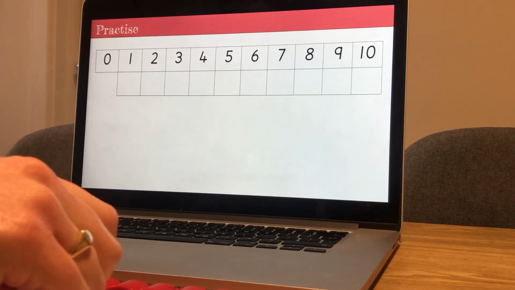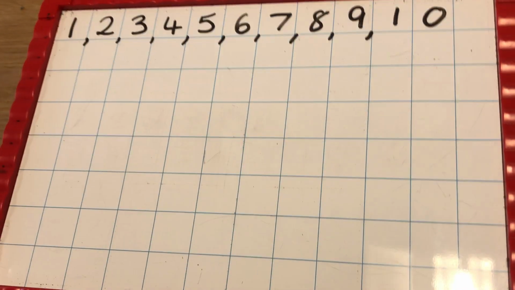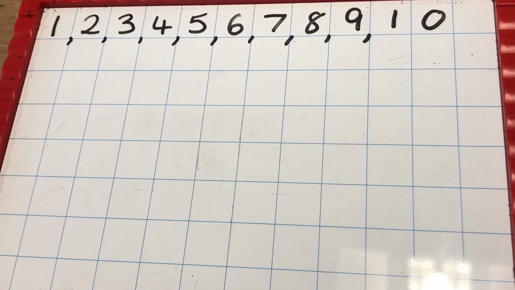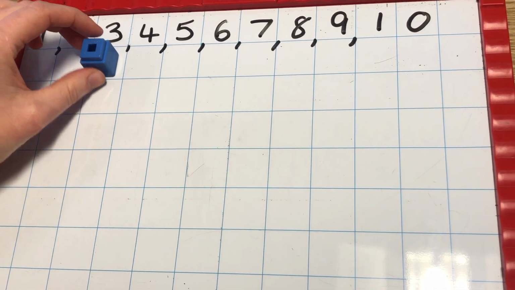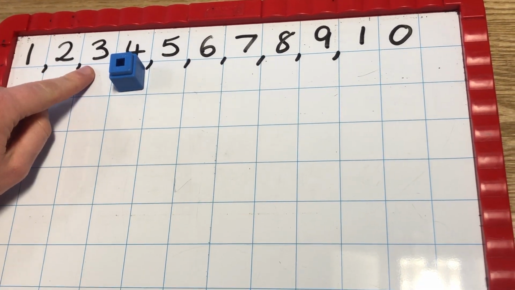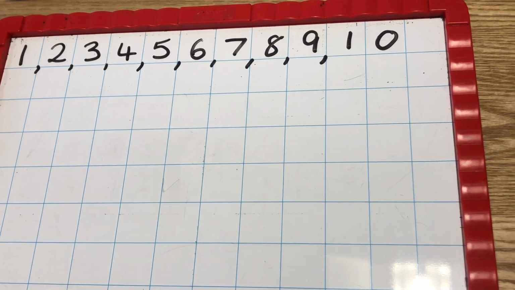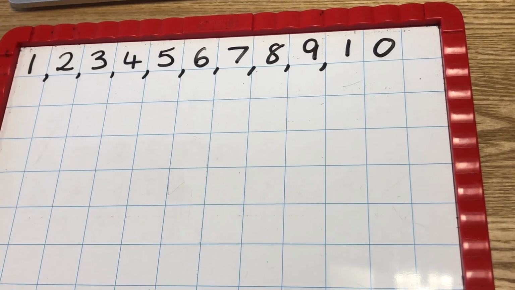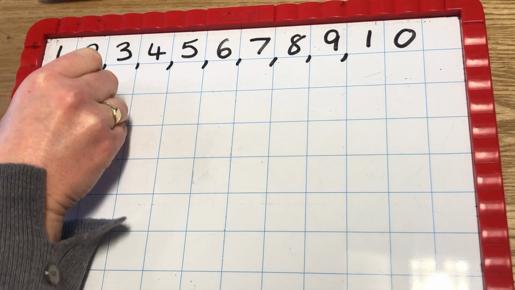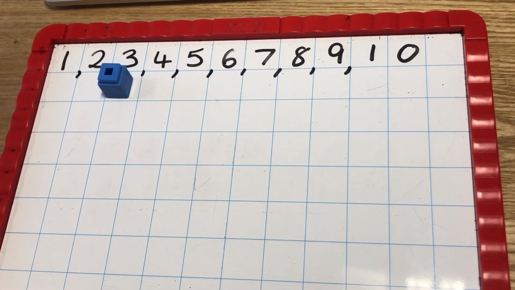Let's have a go at doing some of these with our own number lines. Miss Sharman is going to give us a number, and we've got to try and find out what is 1 more than that number. 1 more than 3. I'm going to put my counter on the number 3, move it along one space. I think 1 more than 3 is 4. When we do the next one, see if you can do it before me. 1 more than 2. 1 more than 2 is 3.